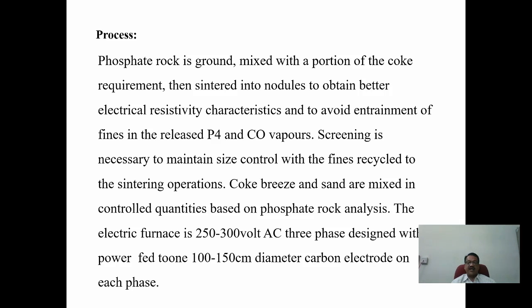Screening is necessary to maintain size control, with the fines recycled to the sintering operation. Coke, gravel, and sand are mixed in controlled quantities based on the phosphate rock analysis. The electric furnace is a 250 to 300 volt AC three-phase design, with power fed to carbon electrodes of 100 to 150 centimeter diameter in each phase.